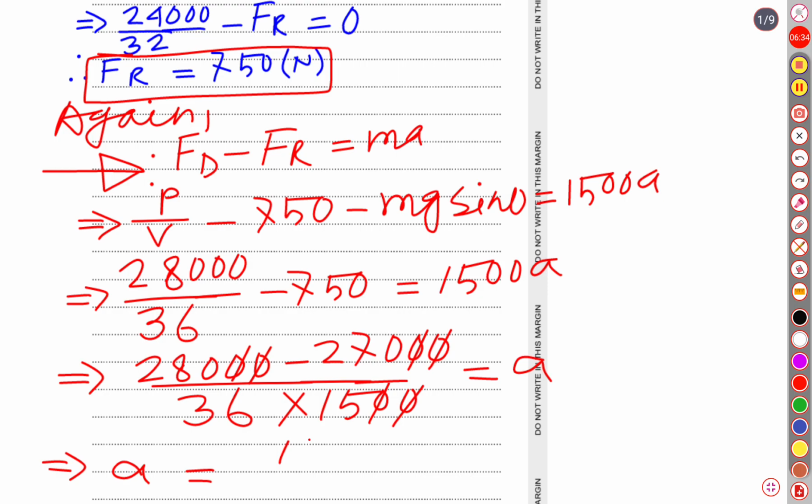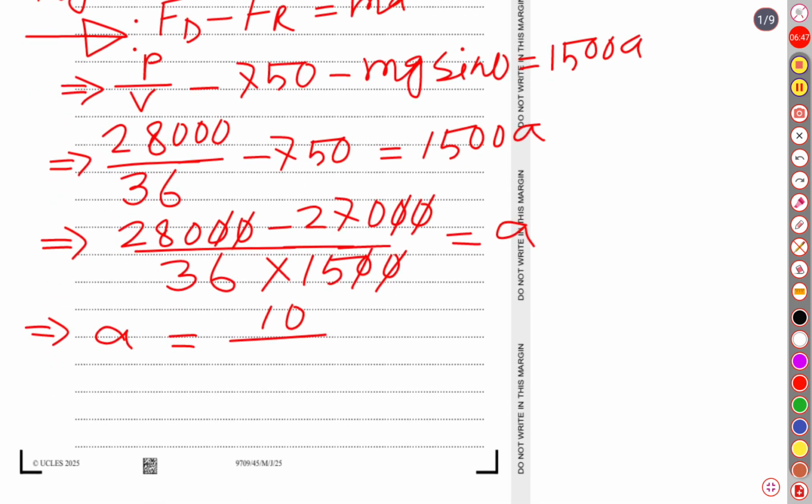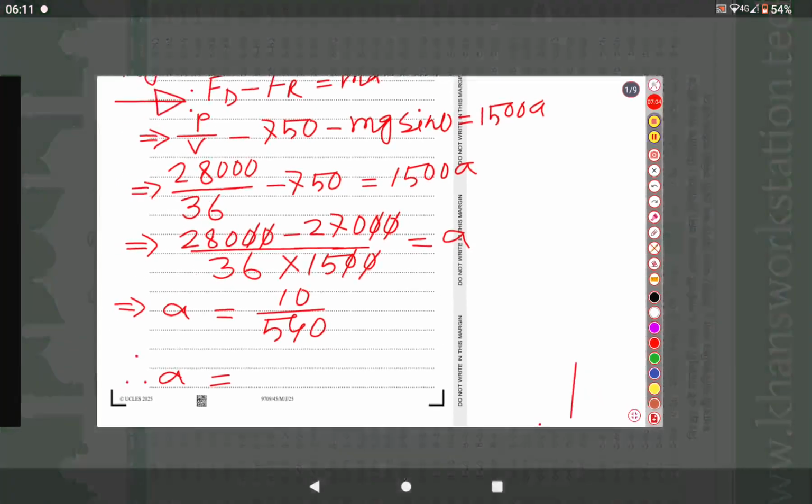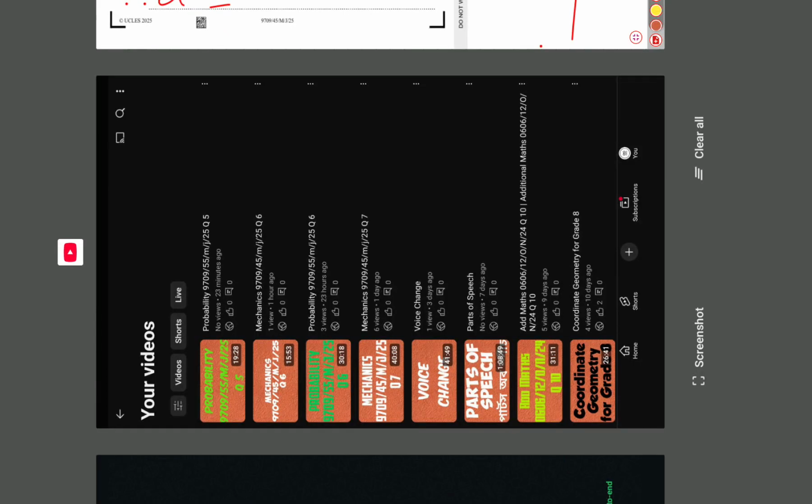So 10 over 36 into 15. If we multiply 36 by 15, it is going to be 540. Hence, if we divide 1 by 54, let us do the division. 1 divided by 54.